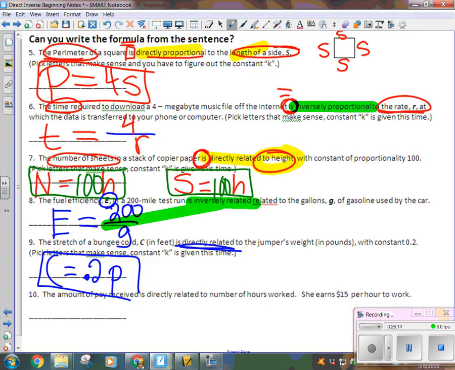Last one. Who's got it? Besides you. Because you already did it. Okay, Miss Caroline. You did that one. 15H. Anybody else get P is equal to 15H? You can use A for amount.